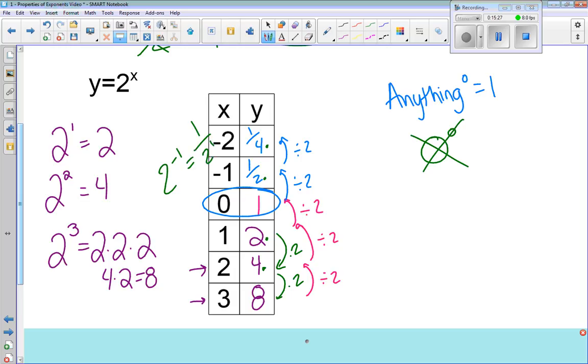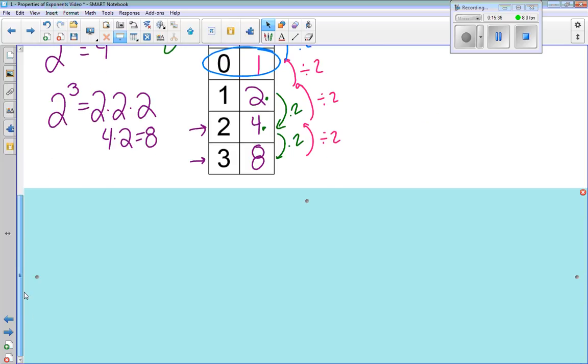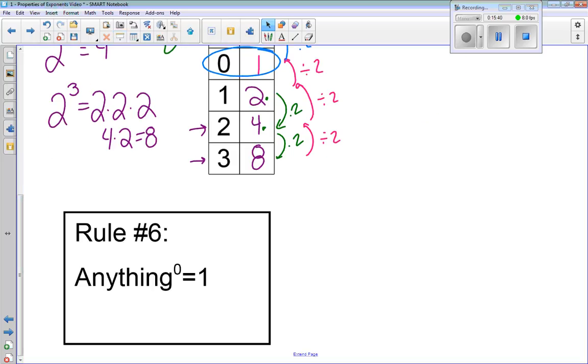The big thing here is to know that anything to the power of 0 equals 1. So go ahead and add that to your notes. Anything to the power of 0 equals 1. 10 to the power of 0 equals 1. Star to the power of 0 equals 1. Infinity to the power of 0 equals 1.